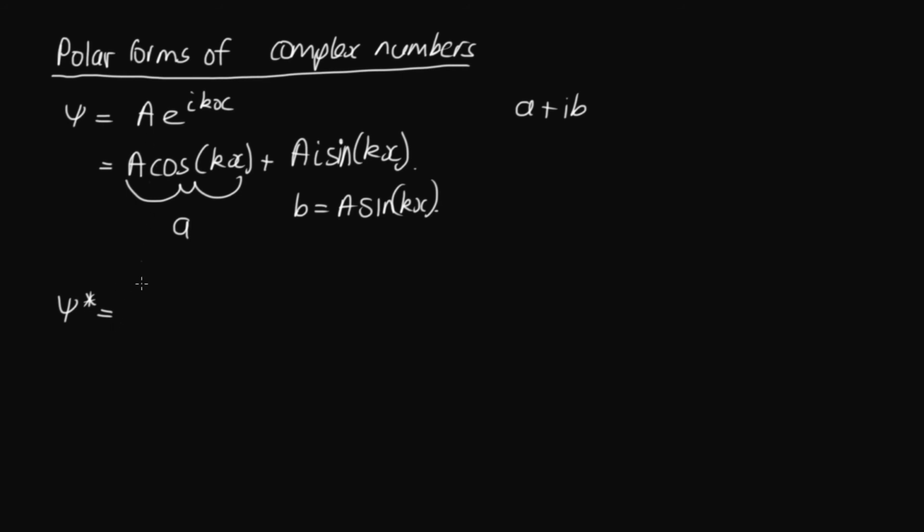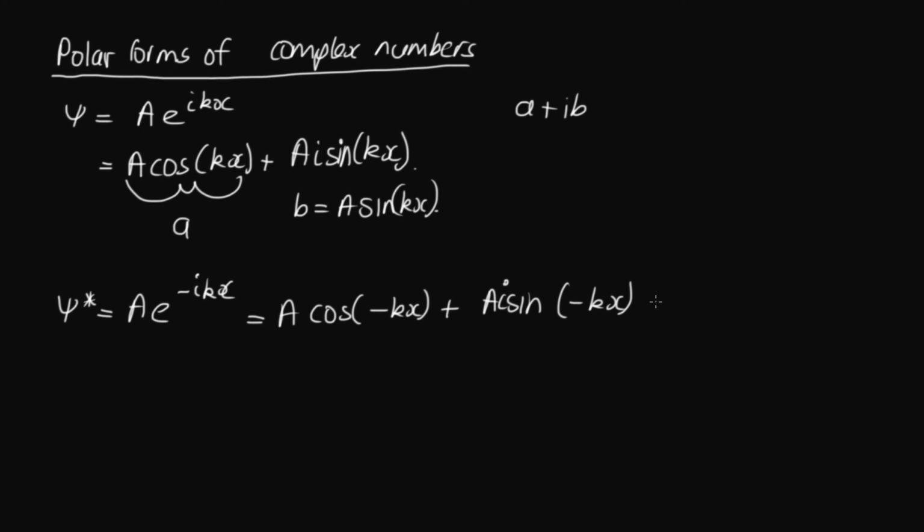which is something you'll be coming across a lot, is equal to a e to the minus i kx. Now we just change the sign in front of the complex number. And then if we want to expand this, this is equal to a cos of minus kx plus a sine of minus kx. And now this is pretty neat.